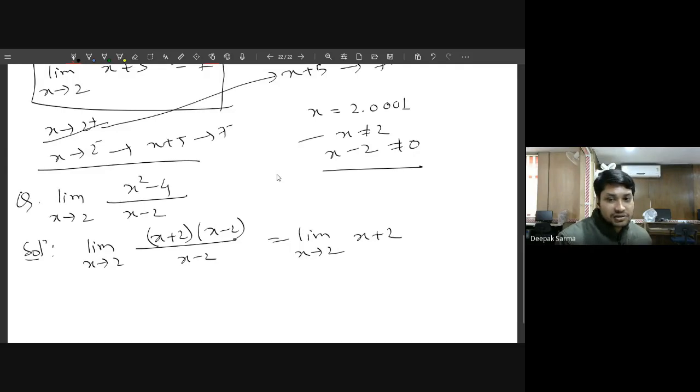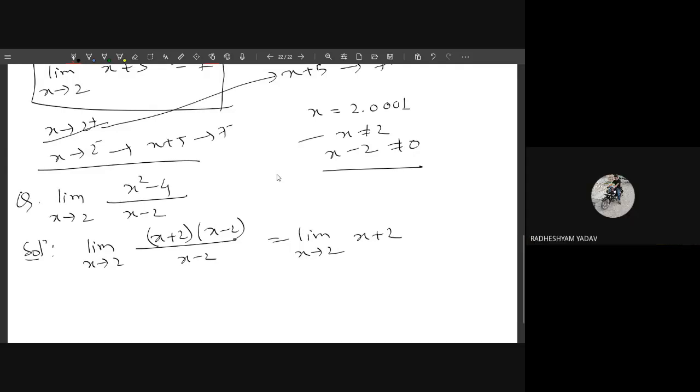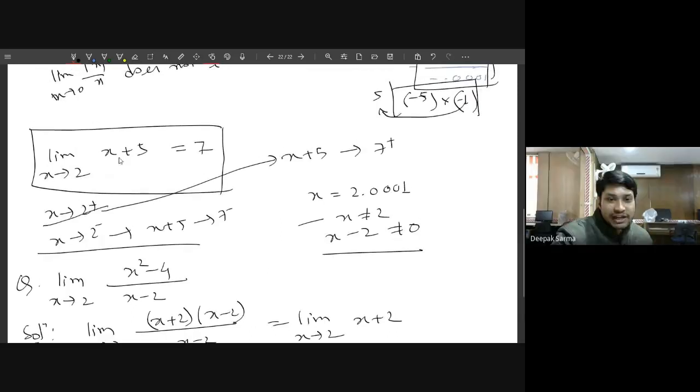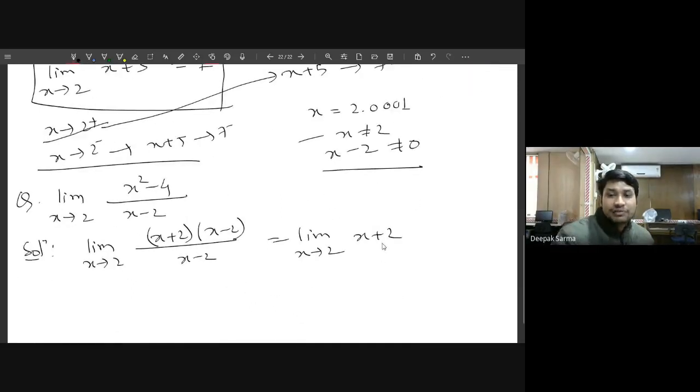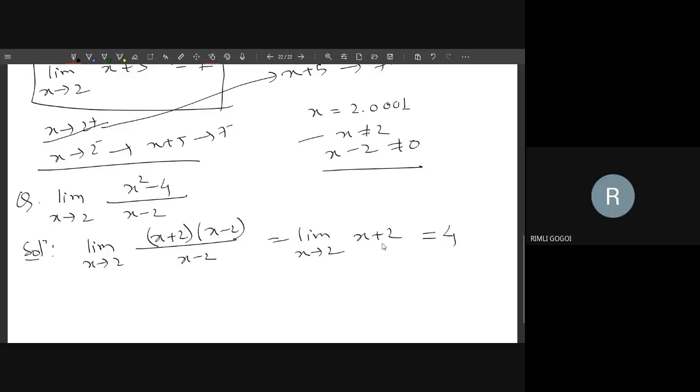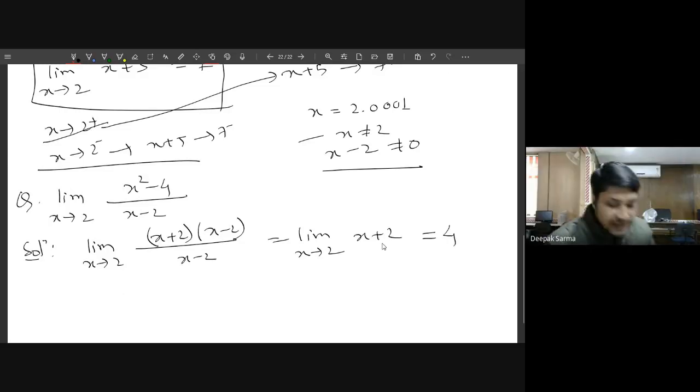Now I have a situation like before, x plus 5, 7. So now if I choose a number very close to 2, what do I get? X plus 2 will be very close to 4, isn't it? Any doubt? I think you should not have any doubt. If x is very close to 2, maybe slightly greater than 2, or maybe slightly less than 2, if you want, you can compute left hand limit and right hand limit separately. But here it is obvious whether it is very close to 2 from the right or from the left, x plus 2 will be very close to 4.